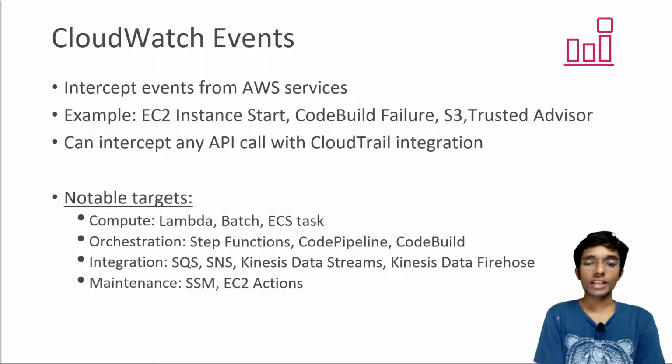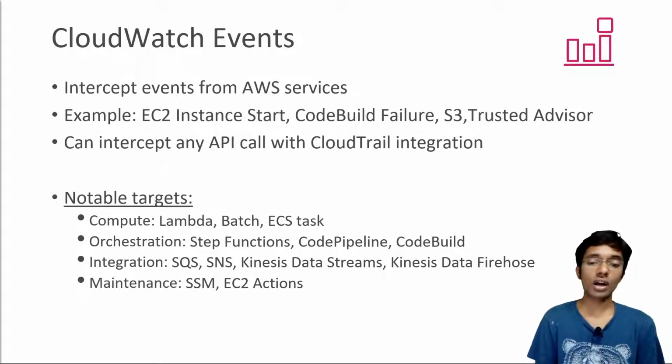CloudWatch Events in specific. So CloudWatch Events can intercept events from AWS services. For example, an event can be whenever an EC2 instance starts, whenever CodeBuild has a failure, whenever something happens in S3, whenever a Trusted Advisor alarm takes off, and you can intercept any API call through CloudWatch as long as you have enabled the CloudTrail integration.